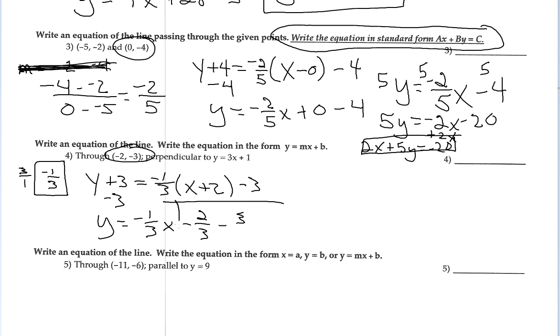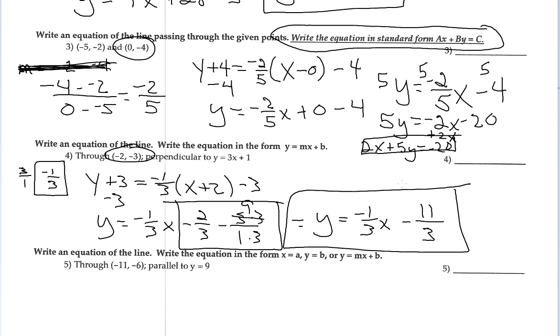So I've got to combine these two fractions. This is really 3 over 1. Get them to be the same, so I'll multiply top and bottom by 3. So 3 times 3 is 9. So I've got negative 2 minus 9. So how about I rewrite this to be y equals negative 1 over 3x, and then I'm going to end up with minus 11 over 3. And that's all I need for that one. I'm writing it in this form.